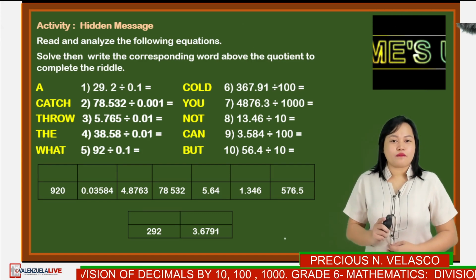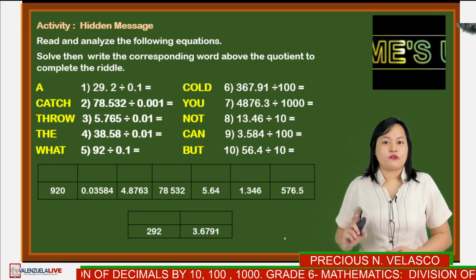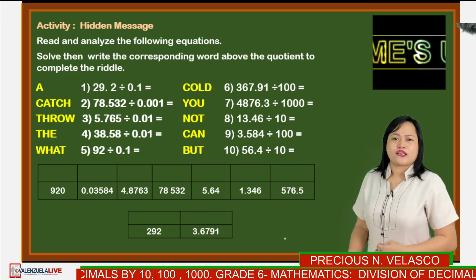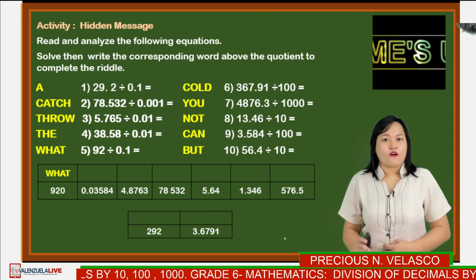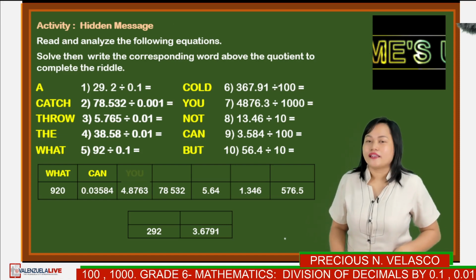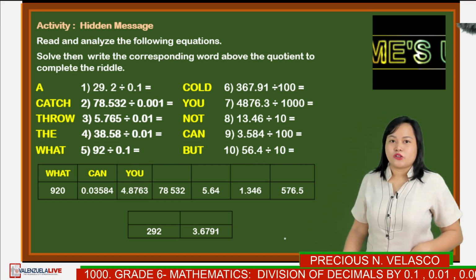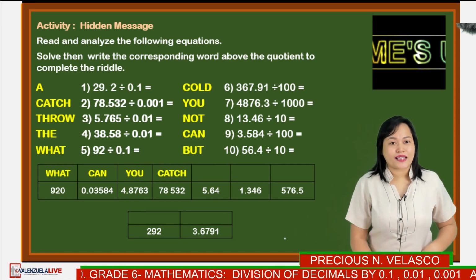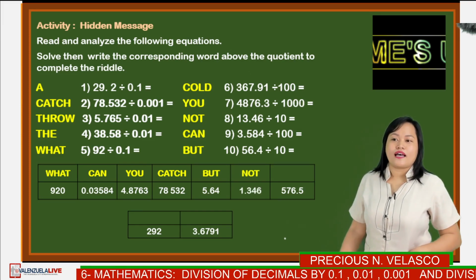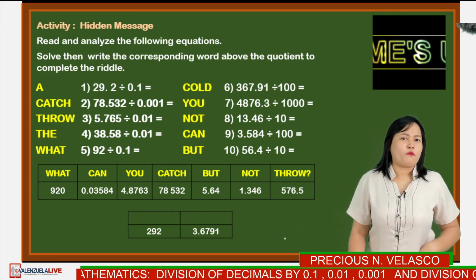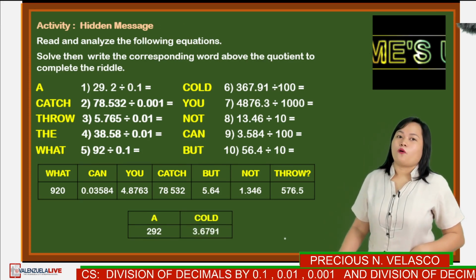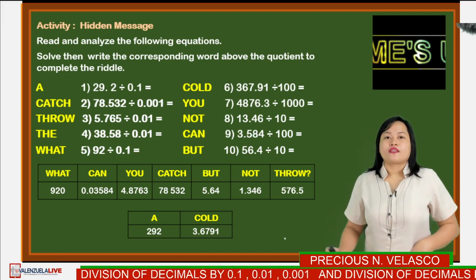Okay, time's up. I can see that most of you are writing the riddle on the comment box. So what is our first word? Okay, very good. The second one is can. The third one is you. Fourth is catch. Fifth is but. Not and throw. So what can you catch but not throw? A cold. Very good.